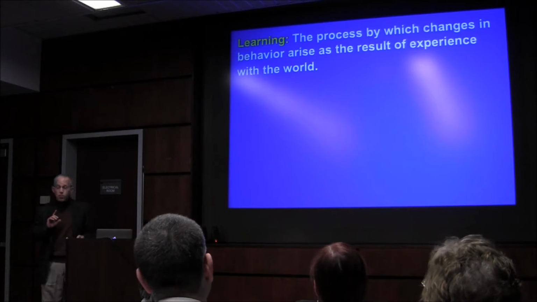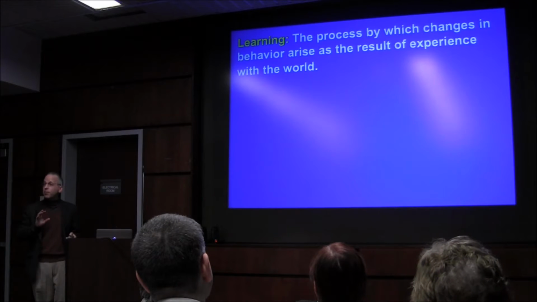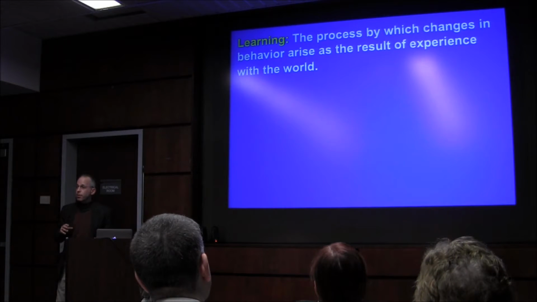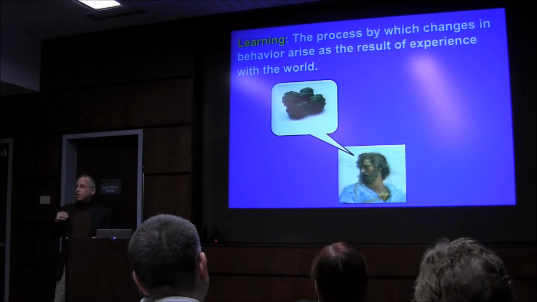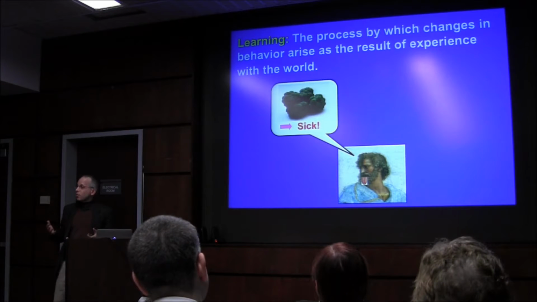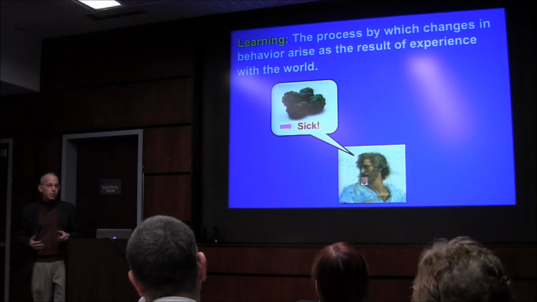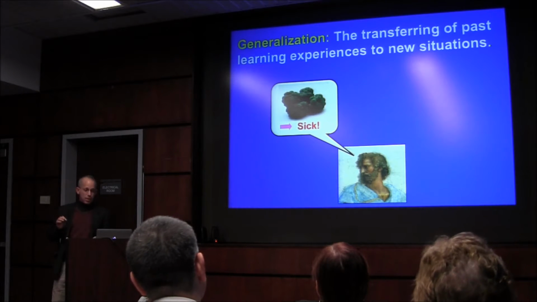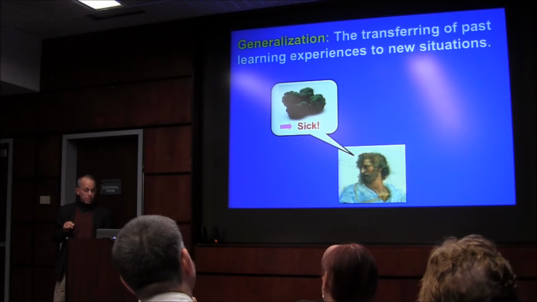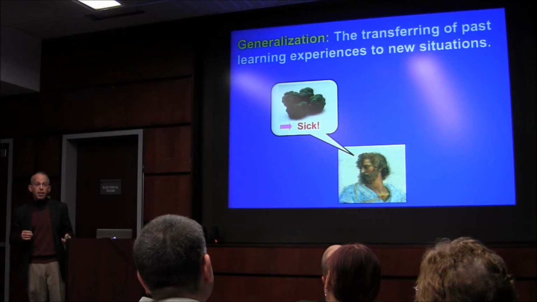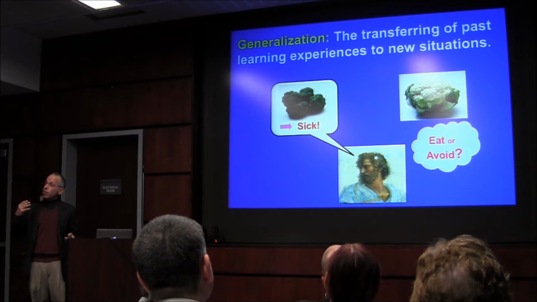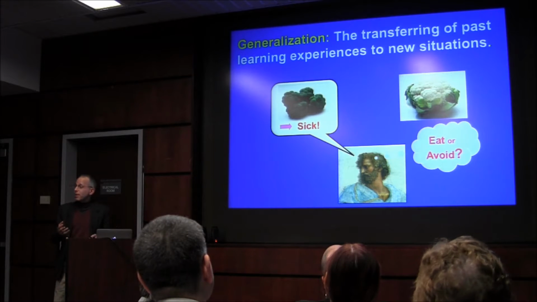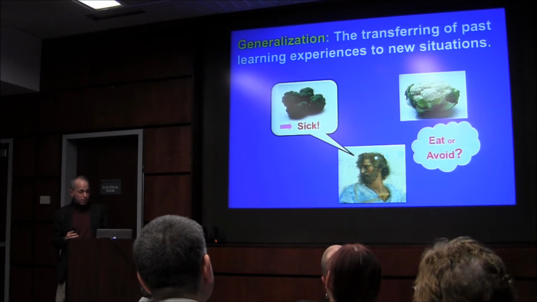Let me just start with some definitions. Learning we define as the process by which changes in behavior arise as a result of experiences with the world. So an example is Aristotle tries broccoli for the first time. It makes him sick. He develops an association, broccoli, sickness. So he's learned that, perhaps from 1 or 2 trials. But the real challenge then is generalization, the transferring of past learning experiences to new situations. Aristotle has to know whether or not, when he comes to cauliflower for the first time, does he eat it or avoid it? Does he discriminate or generalize?